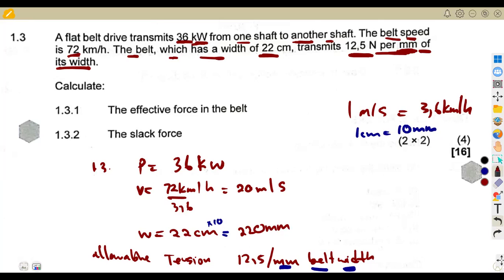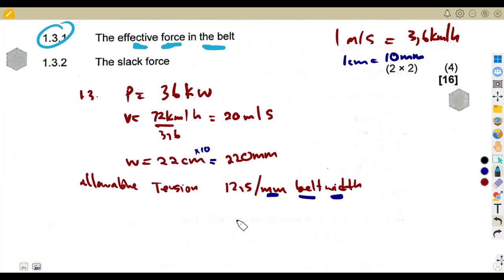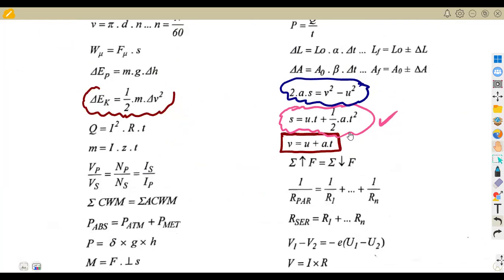So the first question was 1.31. Calculate the effective force in the belt. How can we have the effective force? Take note, we've got the power. We also have the velocity. And if we check from our formula sheet, we've got the formula that connects the power and the effective force.